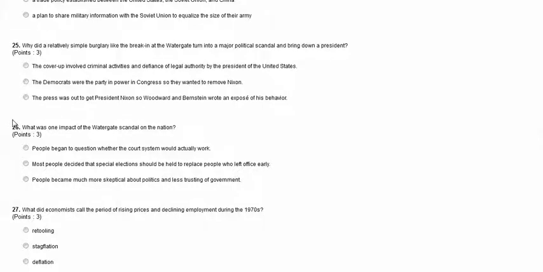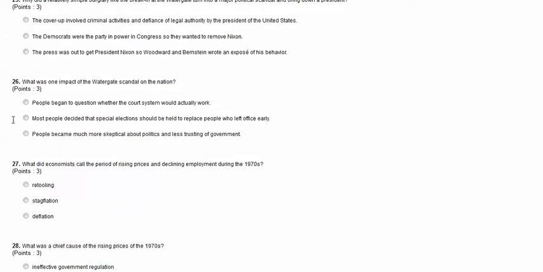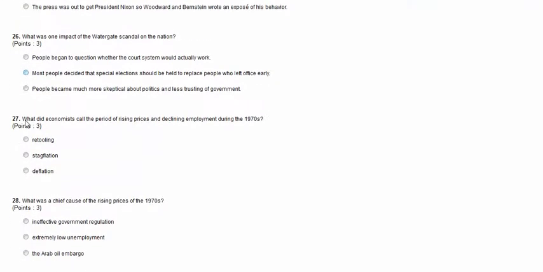Number 26. What was one impact of the Watergate scandal on the nation? People began to question whether the court system would actually work. Most people decided that special elections should be held to replace people who left office early, or people became much more skeptical about politics and less trusting of government.